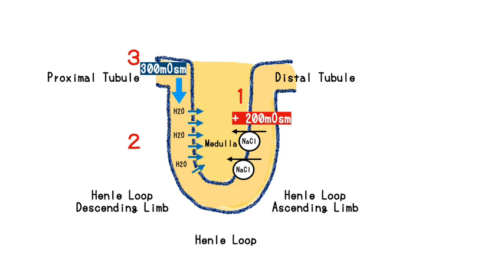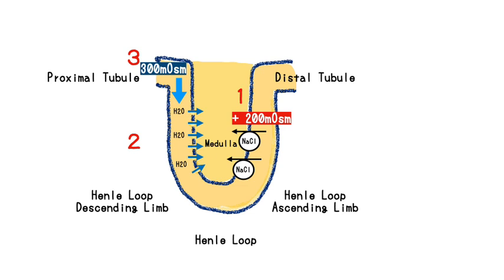Premise number 1. The ascending limb of Henle's loop has an active transport pump that moves sodium and chloride within the lumen of the ascending loop of Henle into the interstitium. As a result, the concentration of ions in the tubular lumen decreases in the ascending loop of Henle. Conversely, the concentration of ions in interstitial fluid increases. This active transport pump, which moves sodium and chloride, can create a concentration gradient of 200 milliosmoles between the renal tubular lumen and the interstitium.